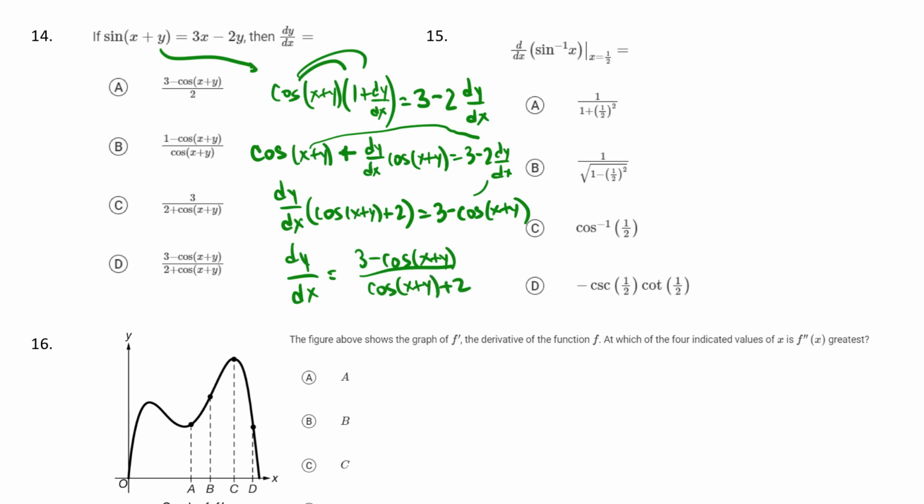Let's see, does that match any of these? And sure enough, it does. It matches up with D. It's just that they put the 2 on this side, which is fine. Okay, looking at the next problem right here.